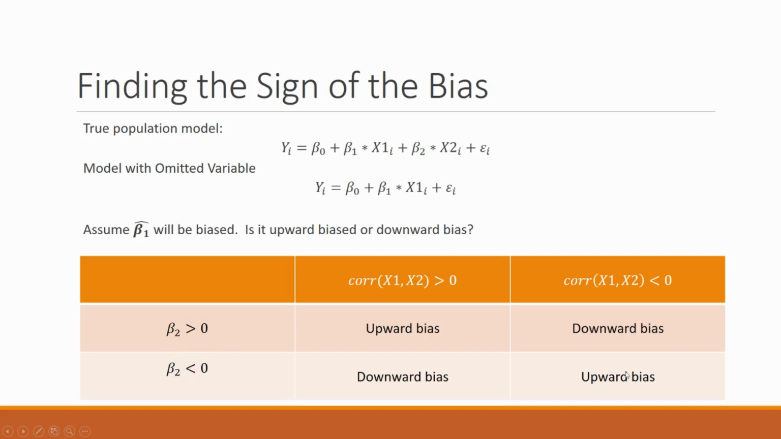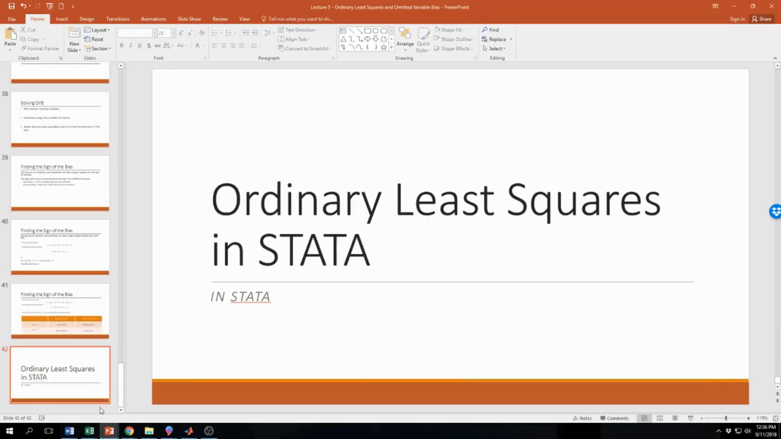So we follow this through. If x1 and x2 are positively correlated, and x2 has a positive correlation with y, then we'll have an upward bias. If there is a positive correlation between x1 and x2, but x2 is negatively correlated with the dependent variable y, then we'll have a downward bias, and so on. I'm going to demo this in Stata. I'll show you this, and I think it'll make this really clear. So with that, let's jump over to Stata.